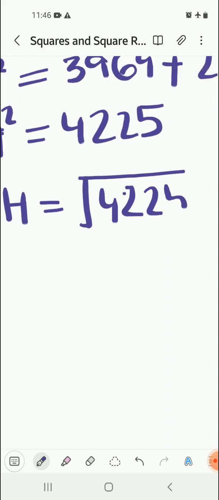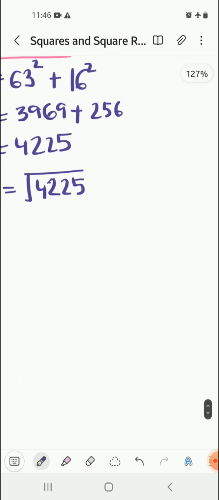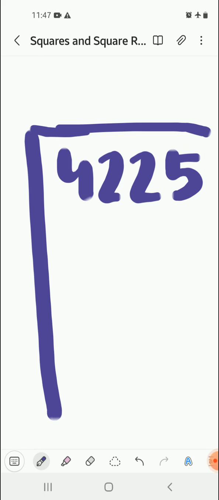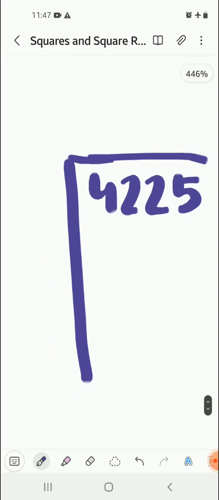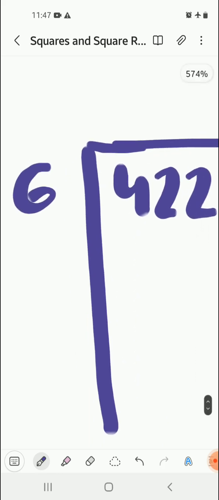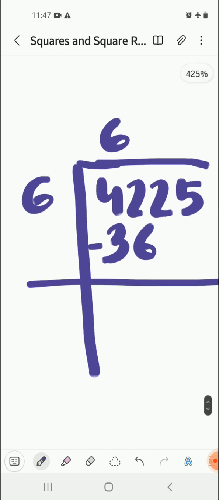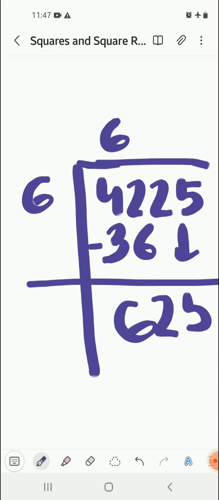So we're going to solve it. Follow the steps simply. 4225. Think of a number which is a square closest to 42. So it's going to be 6. 6 square is 36 because 7 square becomes 49. So we're going to use 6 now. So 6 into 6 is 36. Subtract the number. Get 6. Then the 25 moves down.